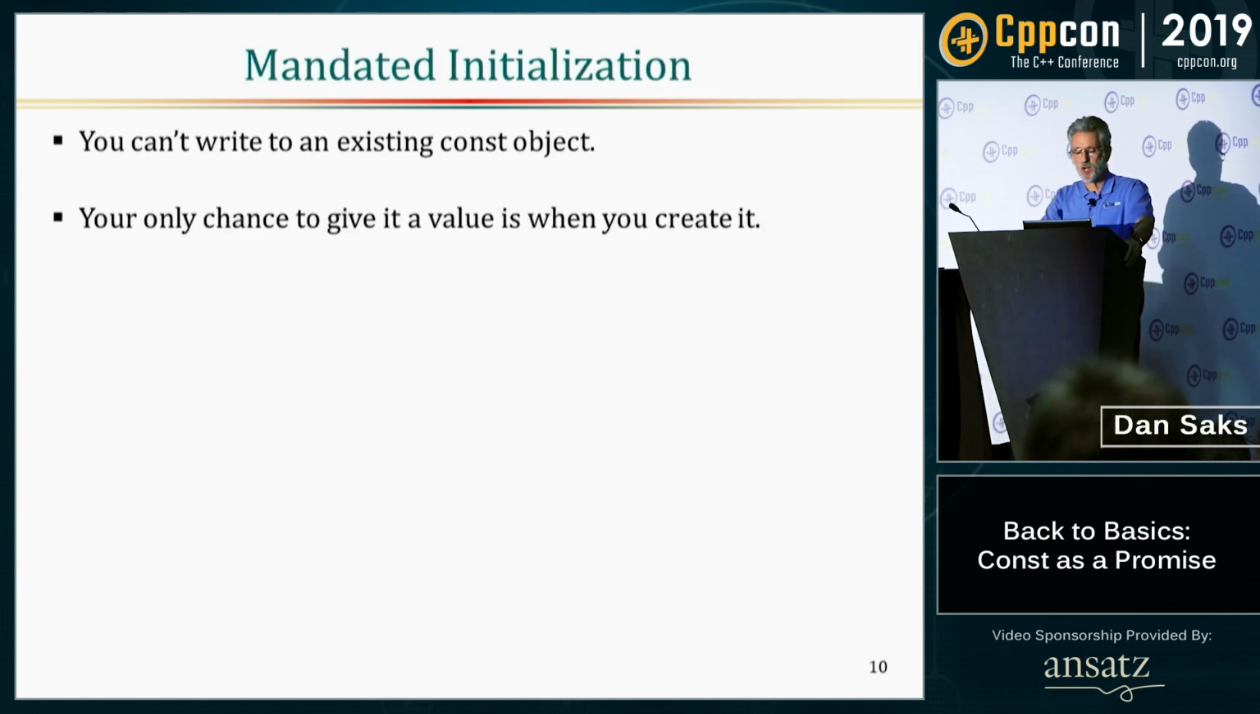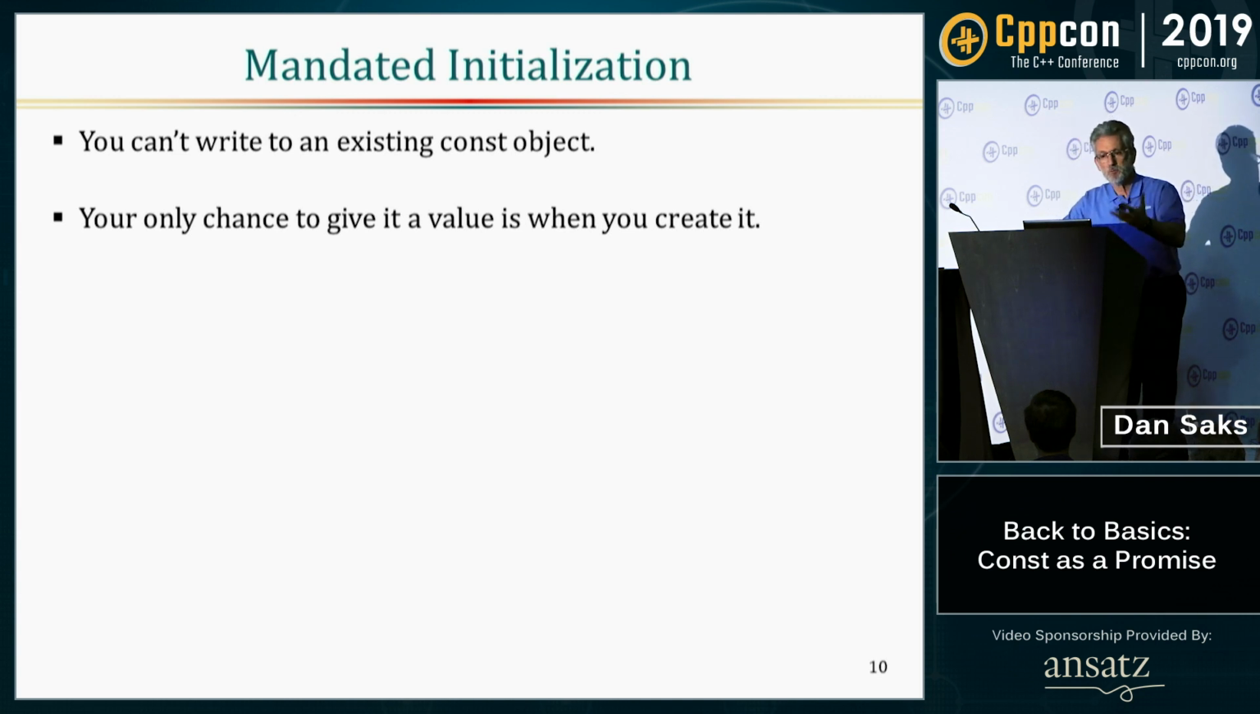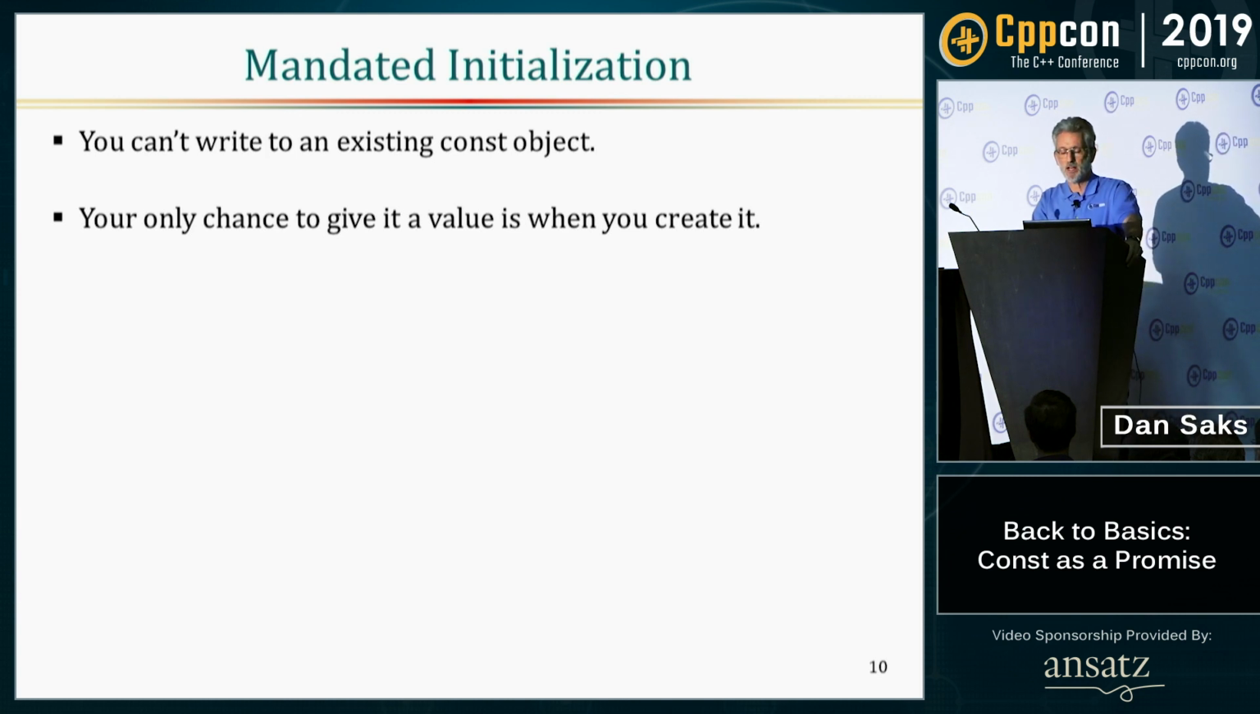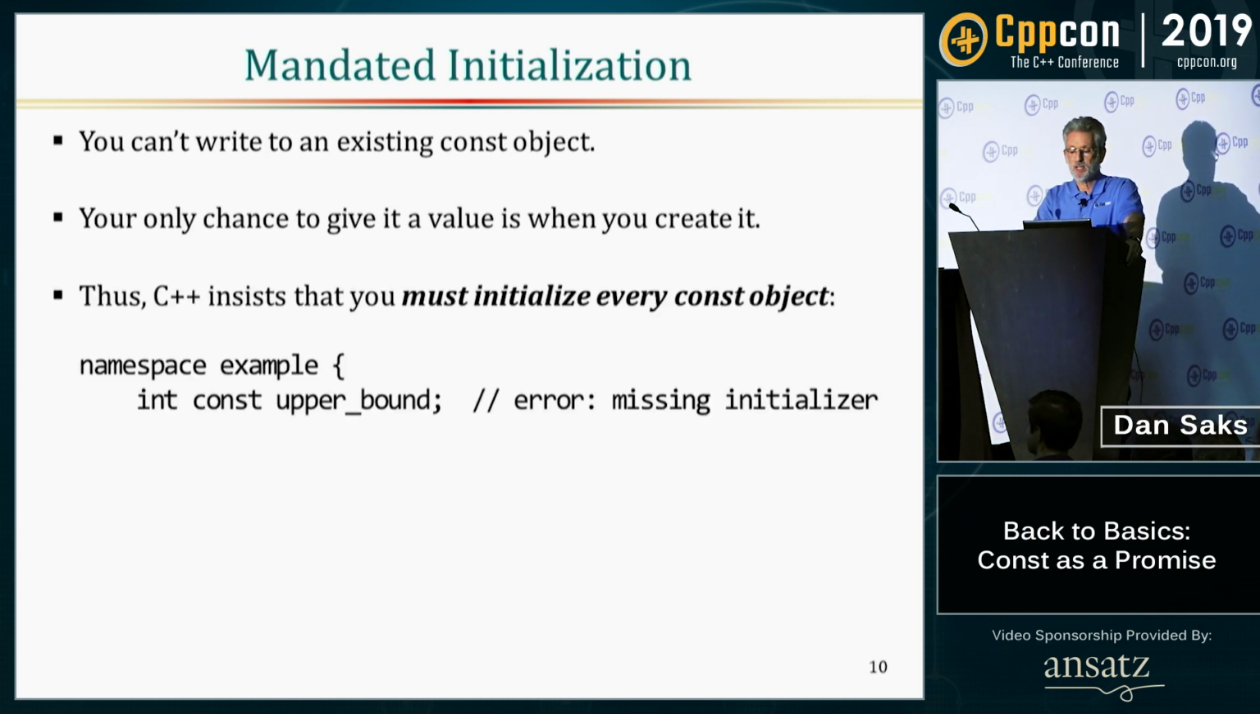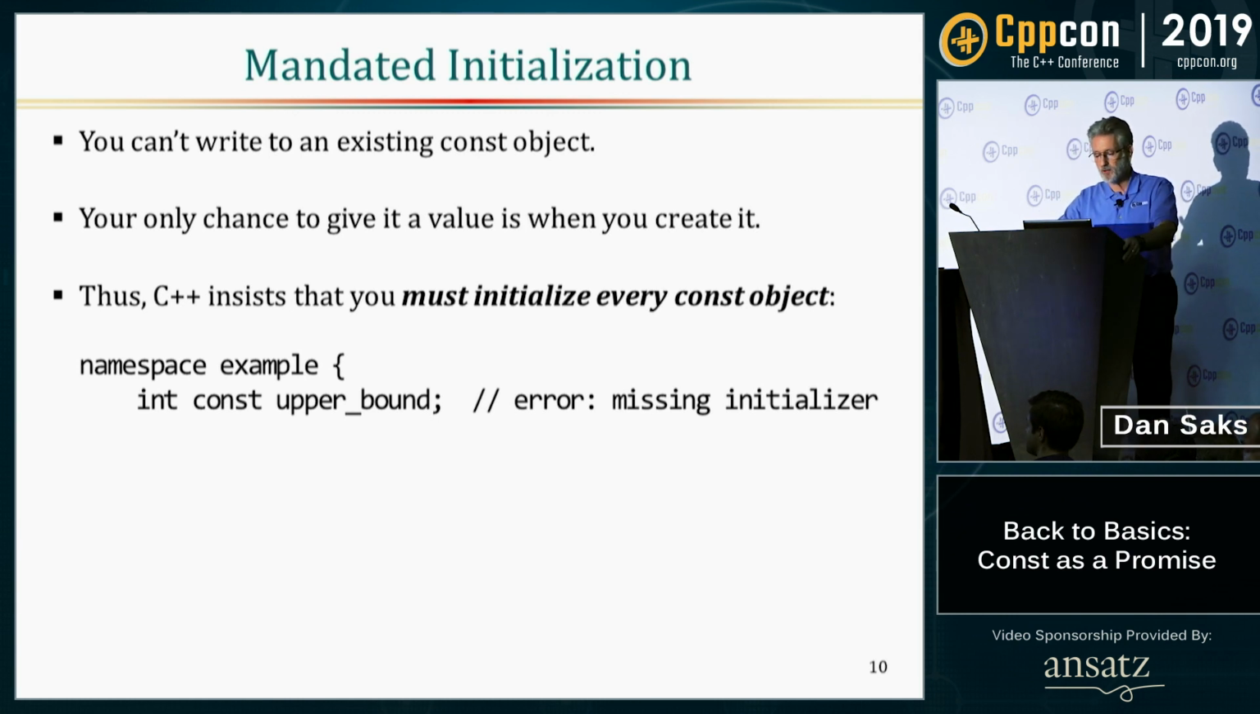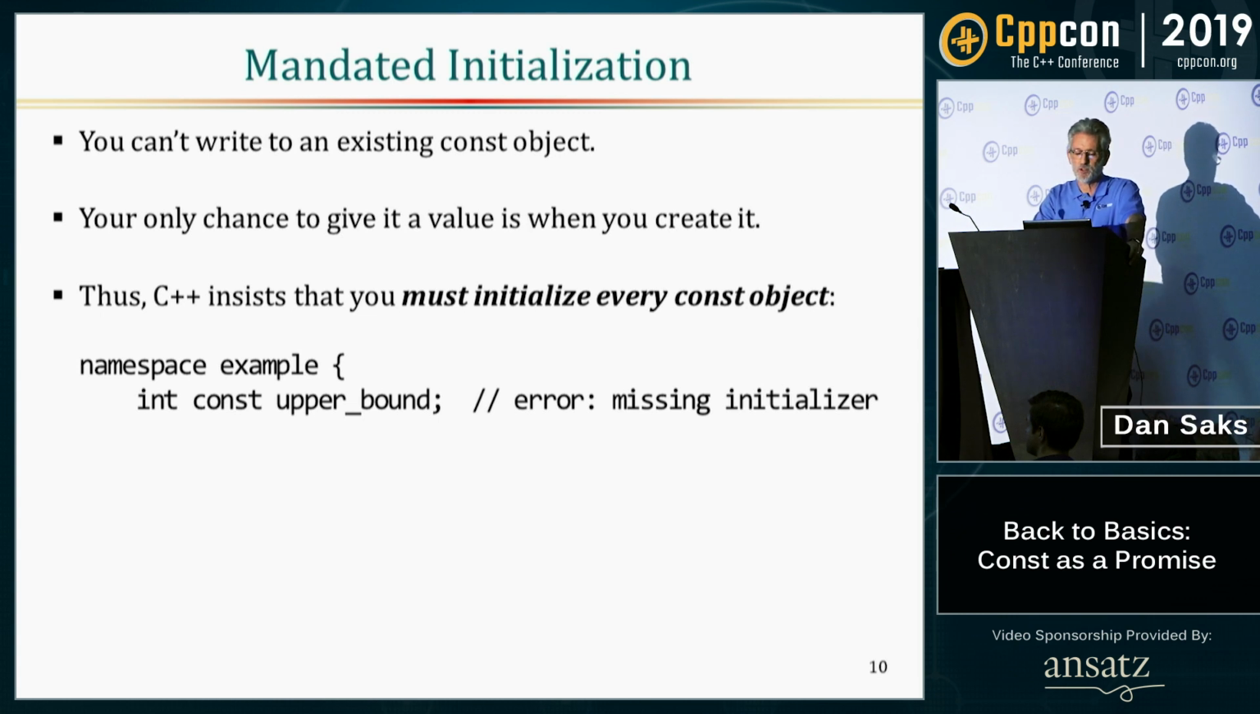Here's an interesting property: because const objects can't be written to, your only chance to give it a value is at the moment of birth, when it's created. And so C++ imposes a semantic requirement, which is that you must initialize every const object, mandated initialization. So for example, here we have the declaration of a const integer called upper bound. That's an error because it lacks an initializer.